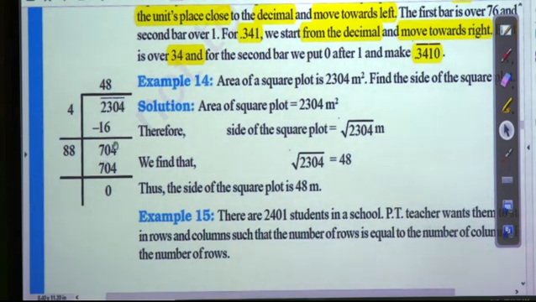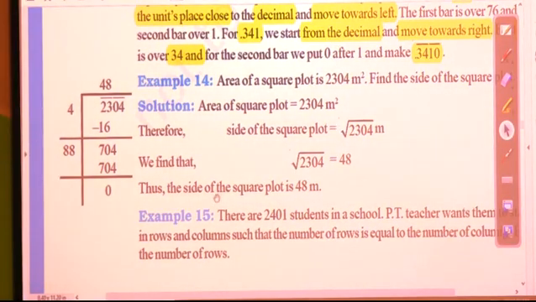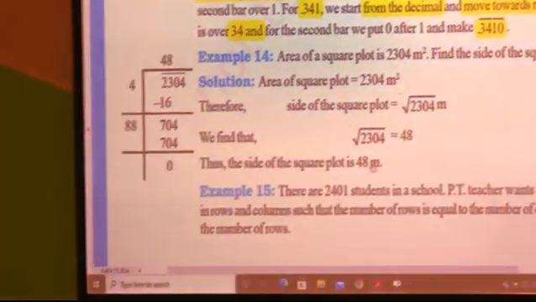Next group that we have brought down is 04. Double of the quotient, 4 double is 8. The next digit that we are guessing is 8, that is 88 8s are 704. The remainder is 0, which means 2304 is 48 square. Therefore, the square root of 2304 is 48. Thus, the side of the square plot is 48 meters.